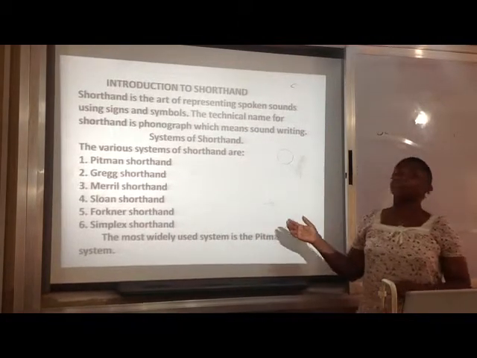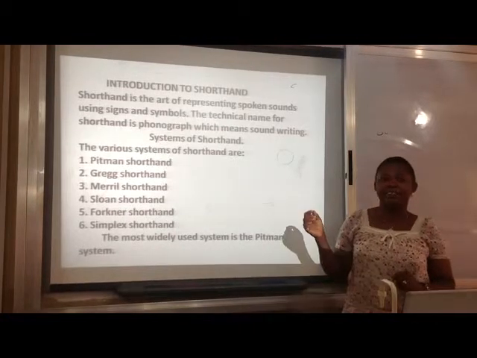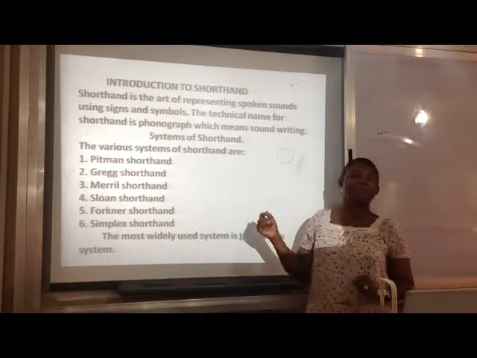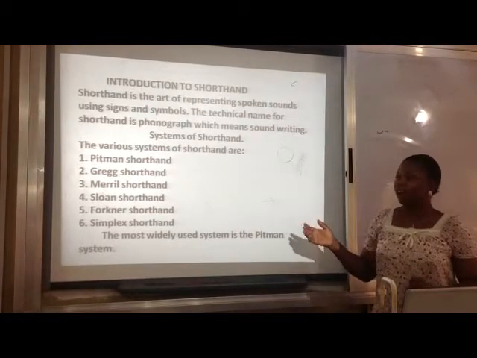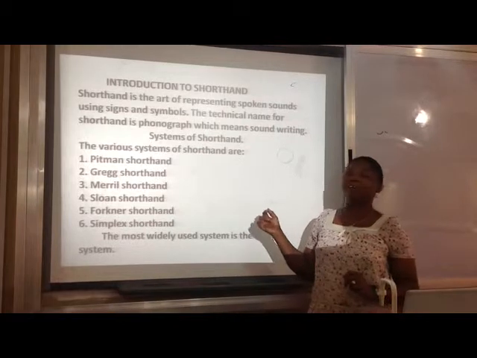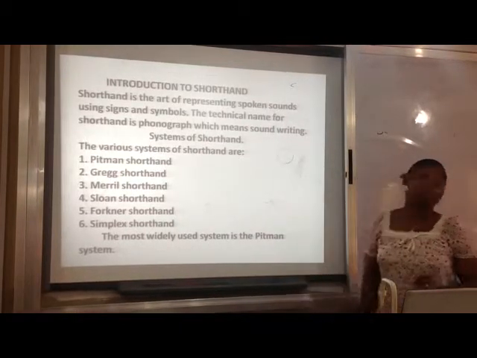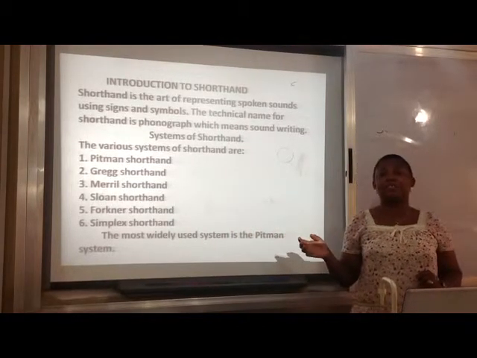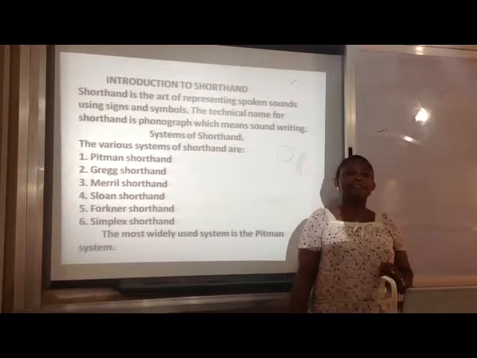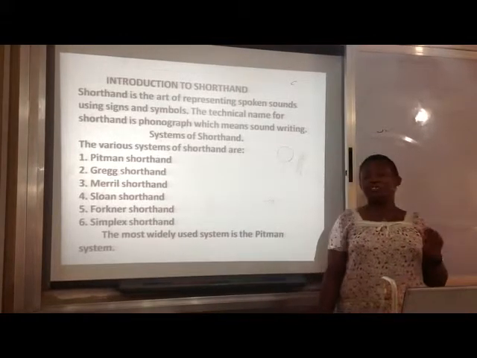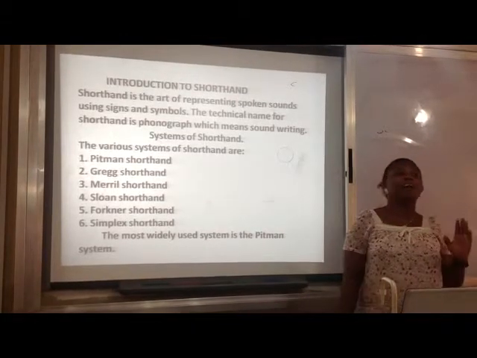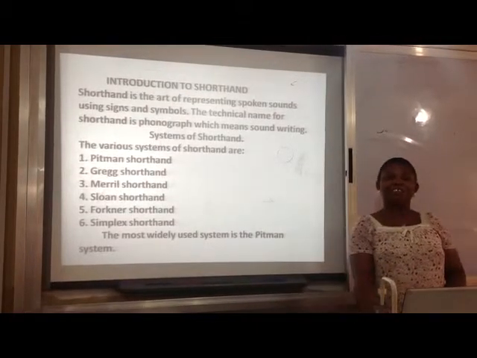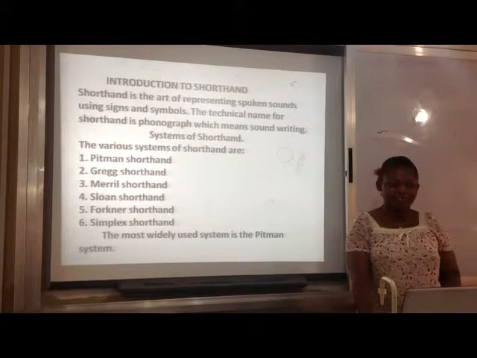Then, looking at the systems of shorthand, there are various systems. We have the Pitman shorthand system, the Gregg system, the Merrill system, Sloan system, Faulkner system, and Simplex system. Among these systems, the most widely used one is the Pitman system. Why? It is so because it is the most simplified form of shorthand. It is easier to transcribe and understand.